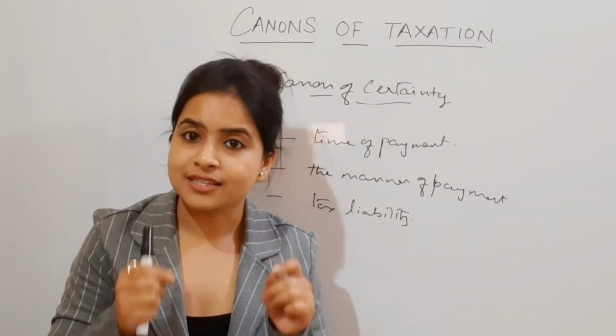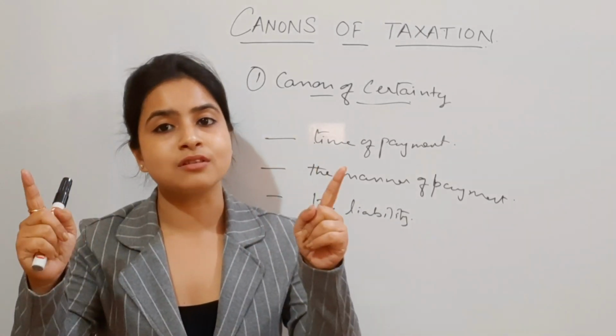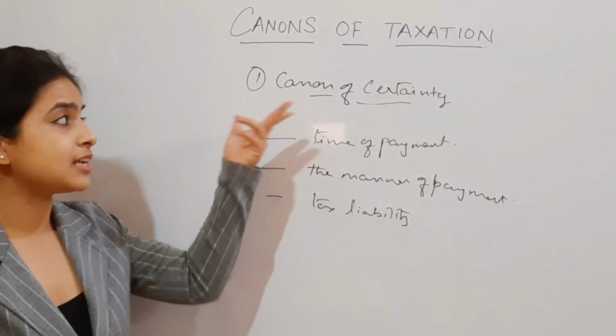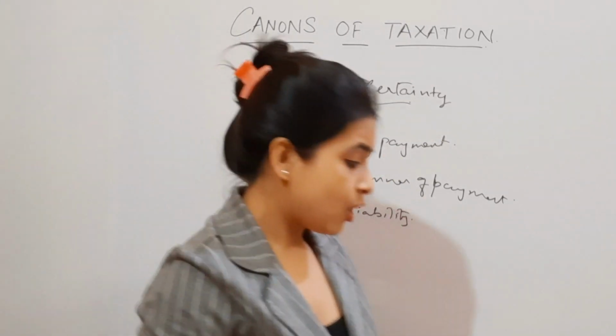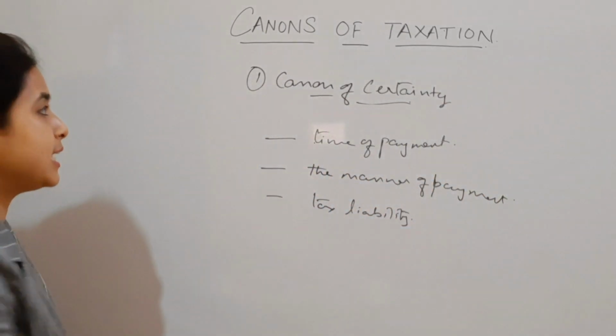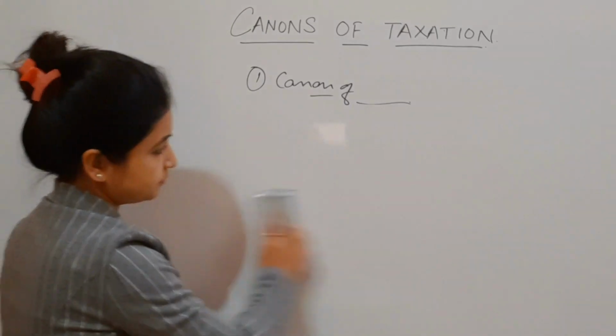And if there is uncertainty in any of these things, then it will be a big trouble for the economy. Okay, therefore, you can understand how important this canon of certainty is, right? Now, with this, let's move to the third canon, that is the canon of economy.